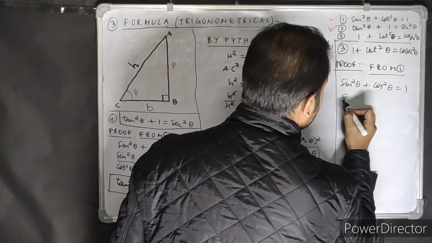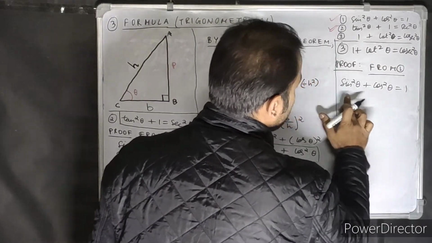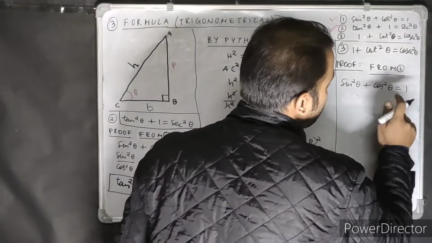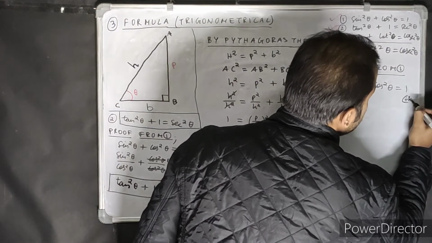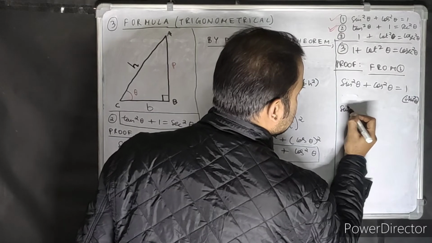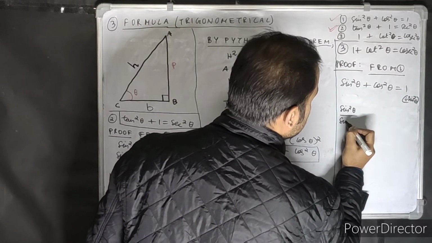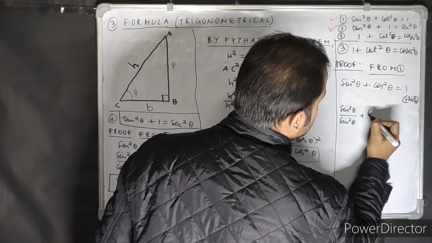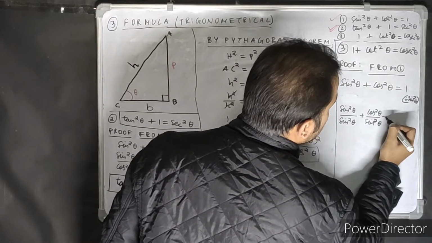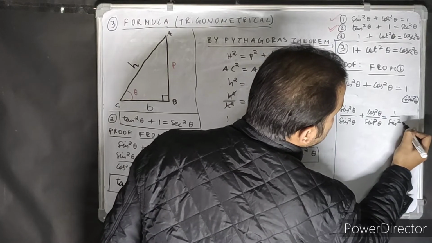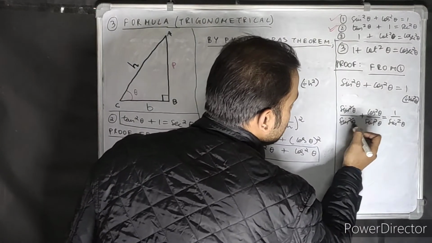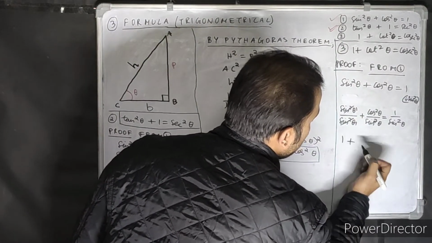Now let's divide. Now look over here, I had divided it with cos square theta. Now I'll divide with sine square theta. So dividing with sine square theta, what do we get? We get sine square theta by sine square theta plus cos square theta by sine square theta is equal to 1 by sine square theta. Now look, sine square and sine square got cancelled. You got a 1 here plus.